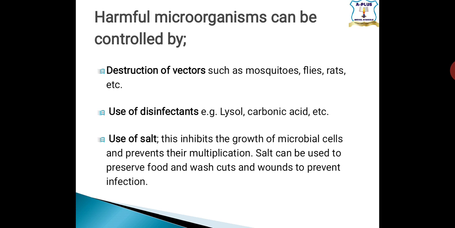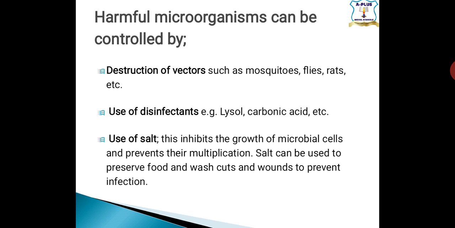So if you want to control these mosquitoes, you have to what? Destroy their home. Either you make the water move, or you clean the waterlogged area and make sure the water is moving. The water does not stay in one place, or you clear the bush around you. By doing this, you have what? Destroyed the vectors.